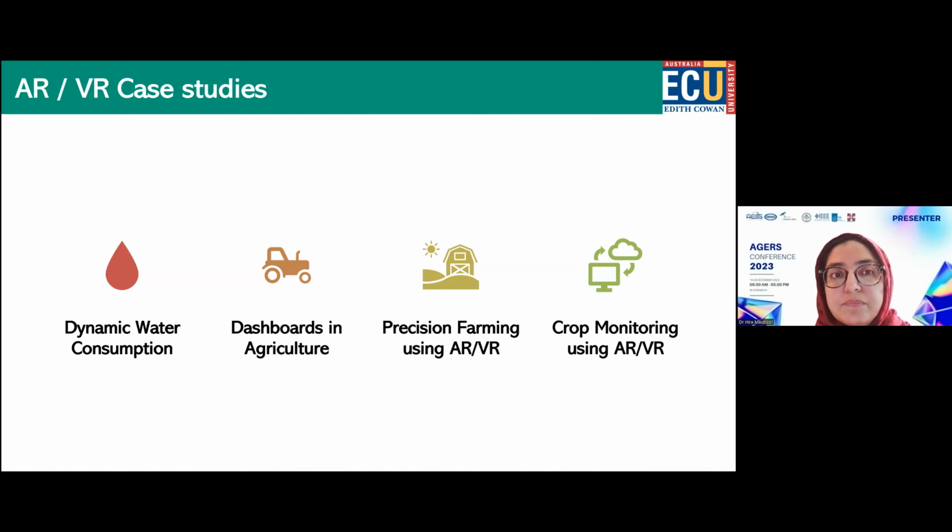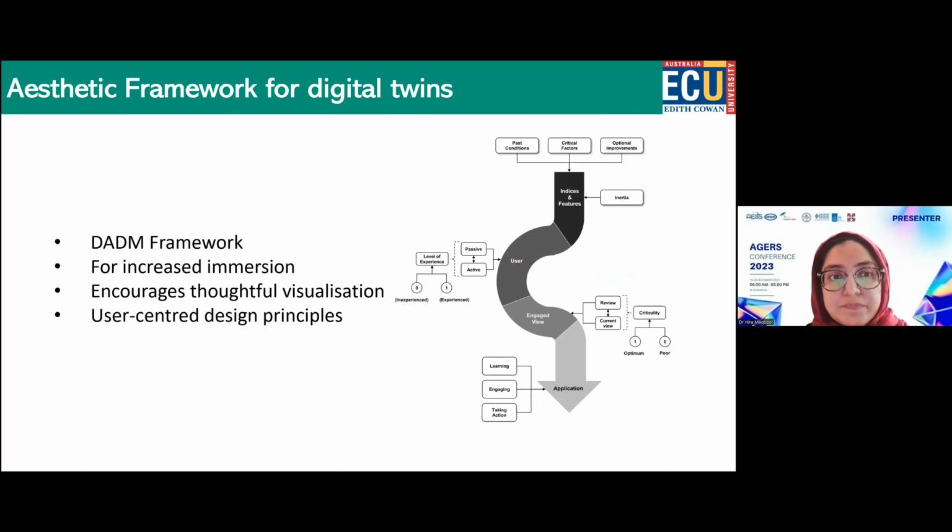So in this article, there are also some AR and VR based case studies that have been discussed, just to understand and highlight the importance of aesthetics inclusion. There are case studies which include dynamic water consumption. There are also dashboards in agriculture, such as one for citrus yield. The drawback of this was that it was only developed for citrus yield. Then we have precision farming using AR and VR based applications, and we also have crop monitoring using AR and VR.